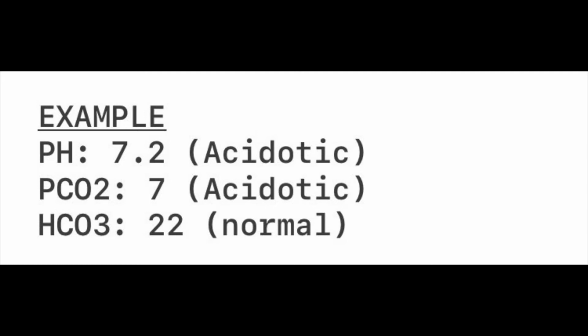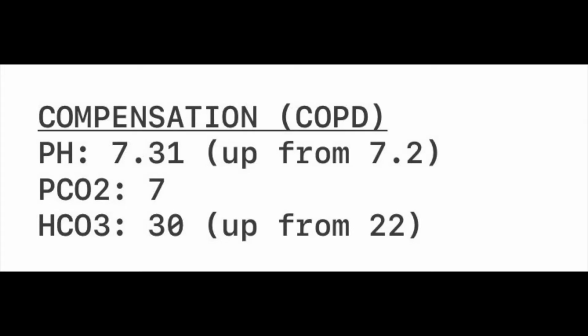The body will then try to restore the pH back to normal and compensate, in this case, by producing more bicarbonate, the metabolic component of your gas, to neutralize the acidity that has originated from the patient's respiratory condition. COPD patients who retain CO2, the so-called chronic retainers, often have elevated bicarbonate levels to maintain compensation.